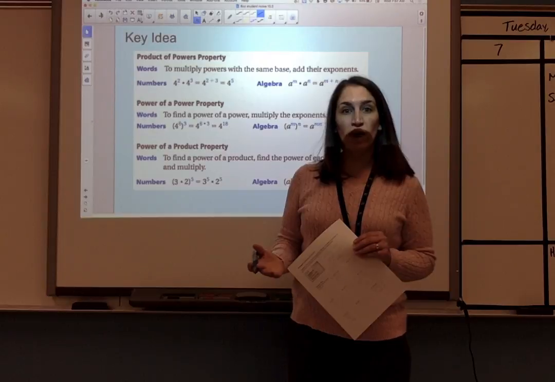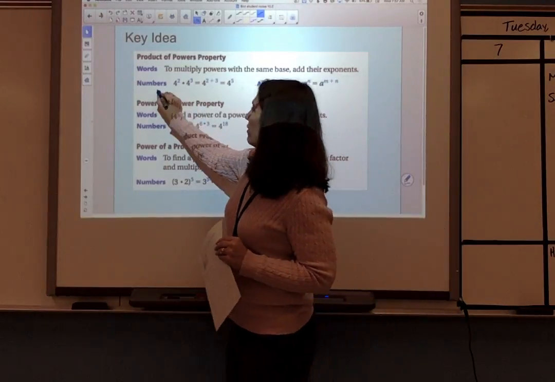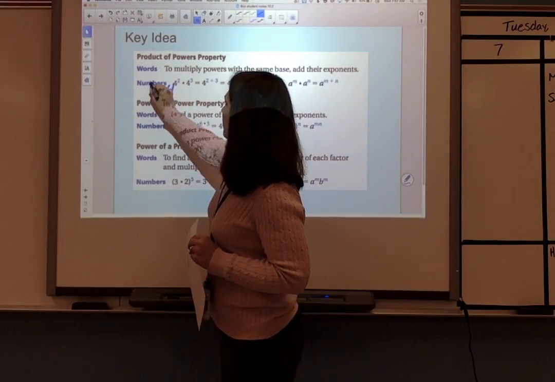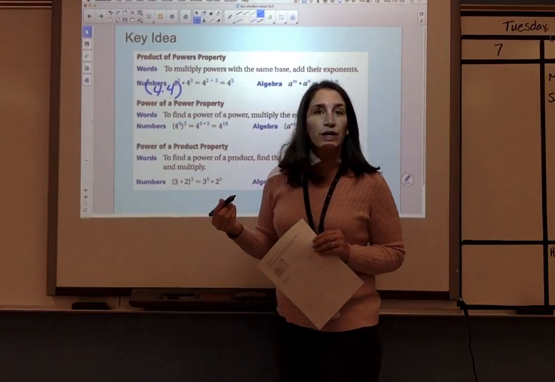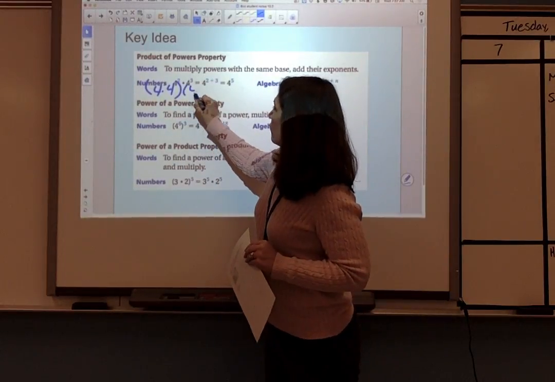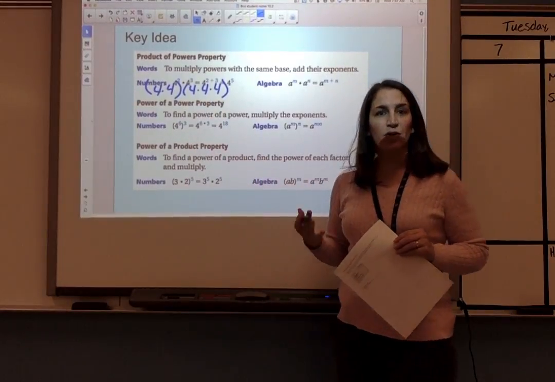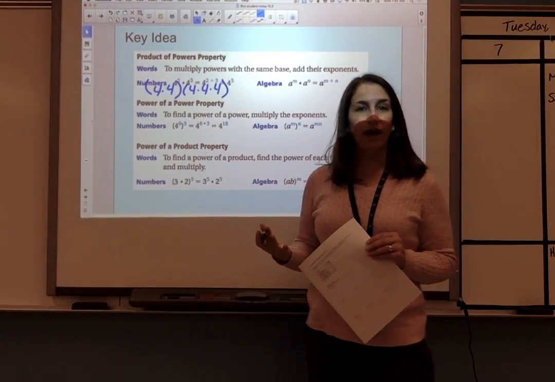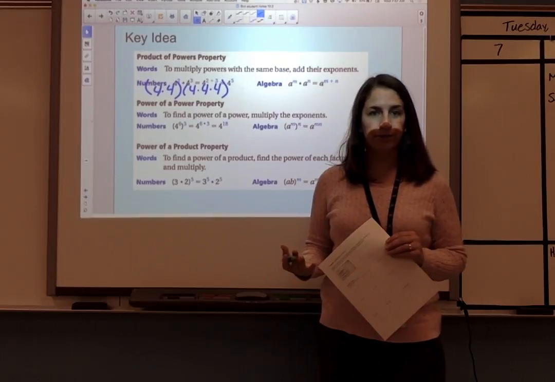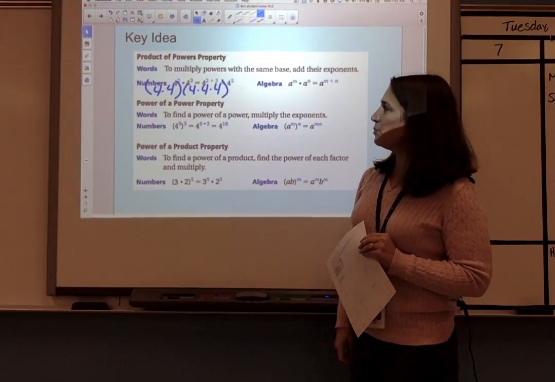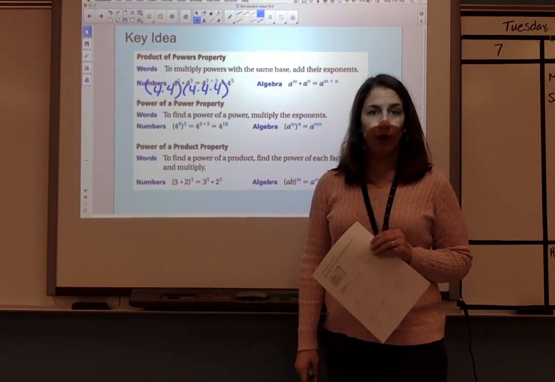We can look quickly at why that's true. 4 squared is 4 times 4, and 4 cubed is 4 times 4 times 4. So if we look at that all together, we have 4 multiplied by itself 5 times, or 4 to the 5th power. The second property is the power of a power property.